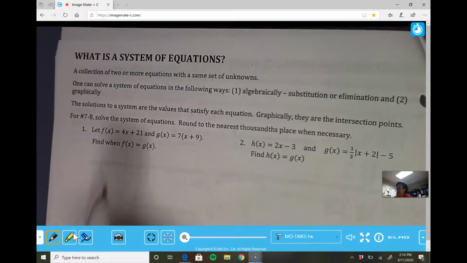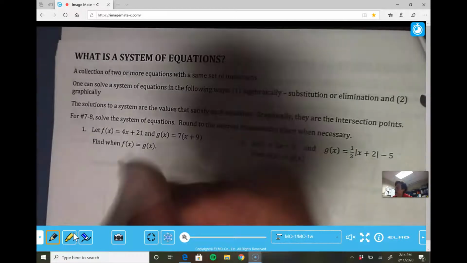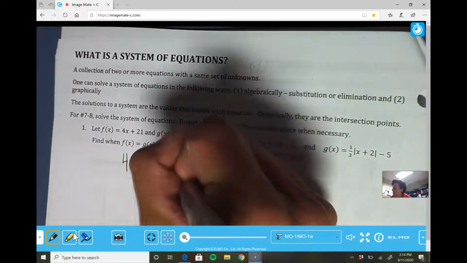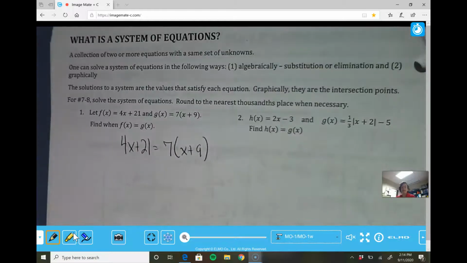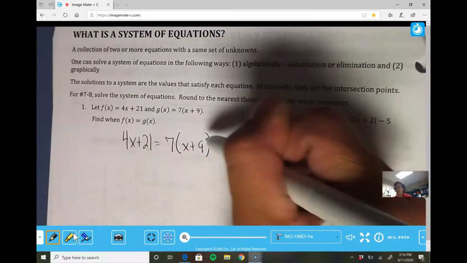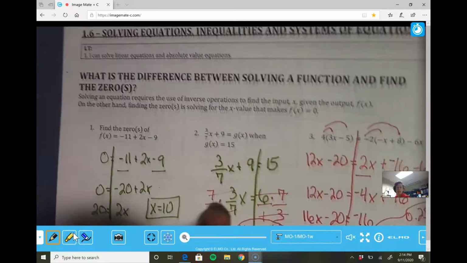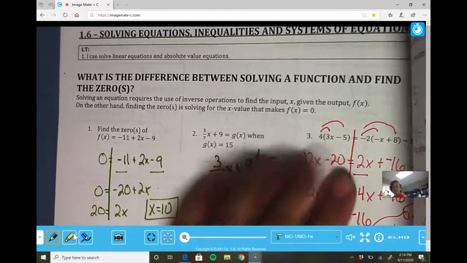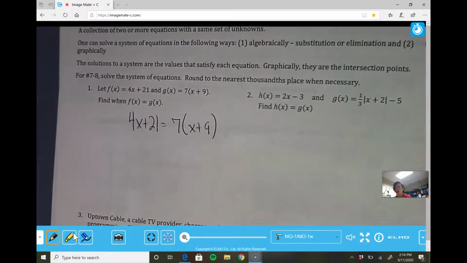So, we're going to graph this, and we're going to do this because f of x equals g of x. So we're going to have 4x plus 21 equaling 7 times, in parentheses, x plus 9. And the idea is, I know I could solve this. I could distribute and do what I did over on these pages here. Okay? No problem. But since we already did it there, this is technically a system of equations. One equation, one equation. I want to show you the calculator.